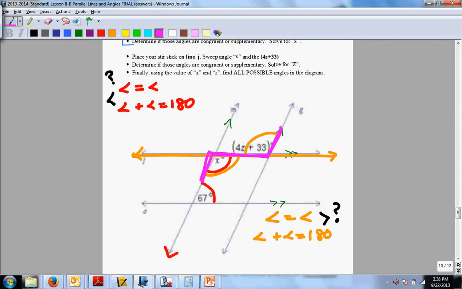Use the appropriate equation to solve for Z. So this one, you choose the appropriate equation, solve for X. This one, choose the appropriate equation, solve for Z. Once you have X and Z, you need to go back and find all possible angles in the diagram.